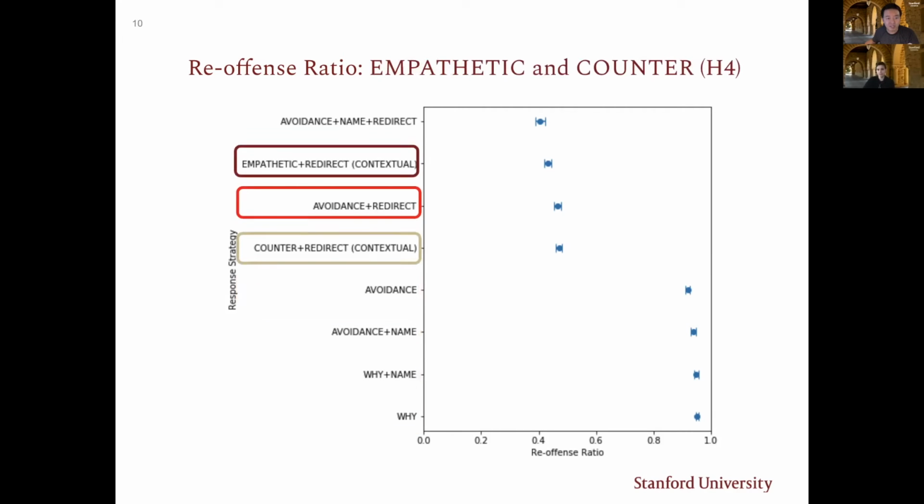Finally, we tested our empathetic and counter hypothesis by comparing the avoidance plus redirect strategy in bright red against the empathetic and counter strategies highlighted in dark red and light brown. We have shown a statistically significant 3% reduction in reoffense ratio when using an empathetic response in place of a simple avoidance response, validating the findings by prior studies.